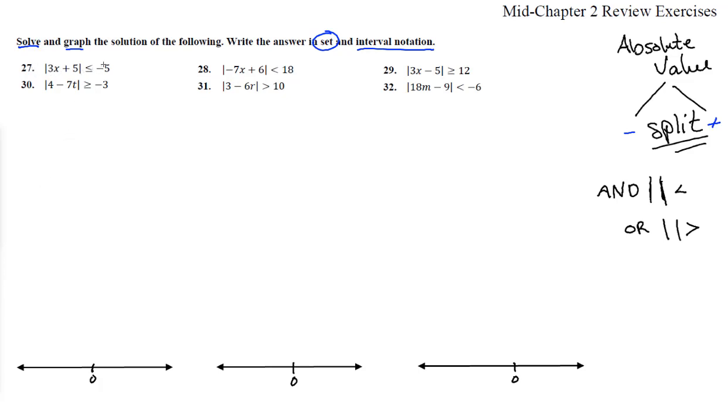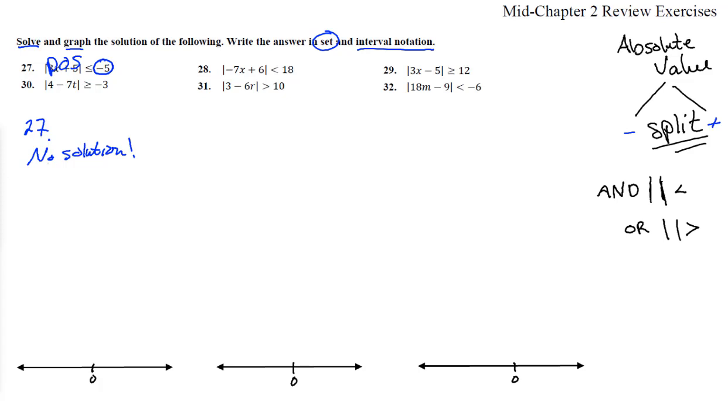Number 27: here we have the absolute value of 3x plus 5 is less than or equal to a negative number. That means something special is going to happen. Remember, absolute values always make a positive number. Is that ever less than or equal to a negative 5? No. So number 27 will be no solution. We don't even have to do any work for that one.